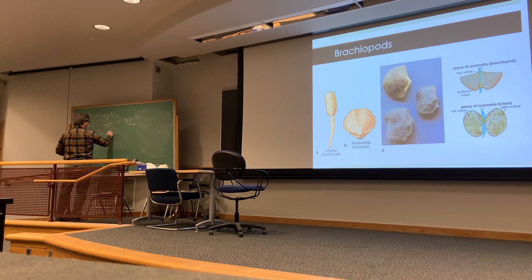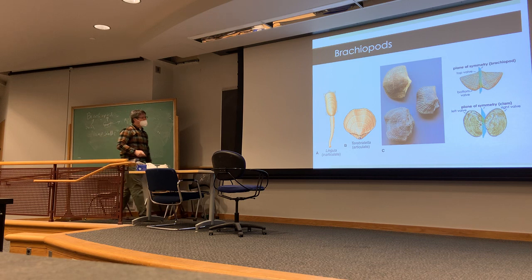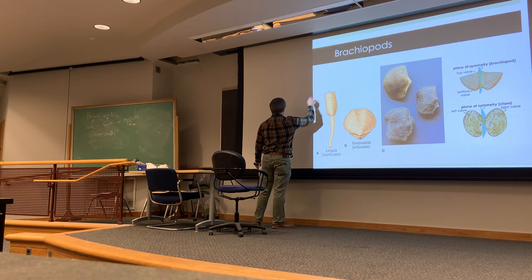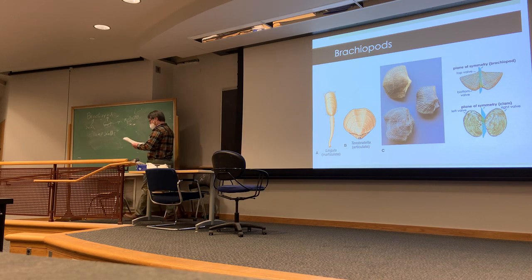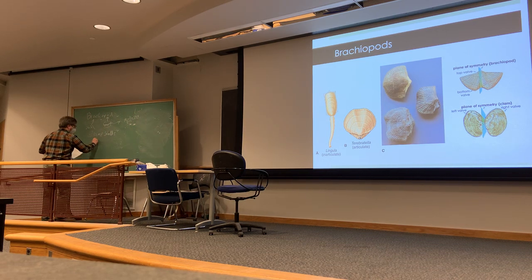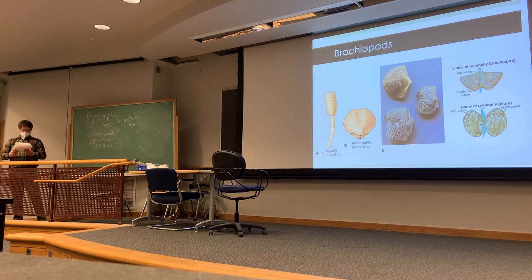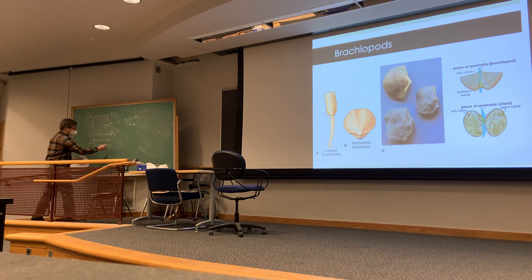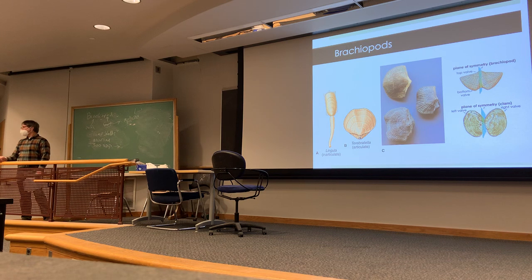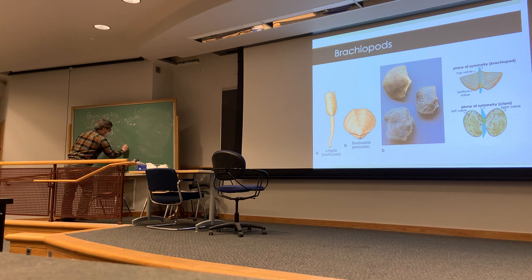They're also commonly referred to as lamp shells because some give the appearance of being a lamp. They are marine, relatively shallow water. There are around 300 species known today. So, not a very diverse group today, but if we go back to the fossil record, there are around 30,000 species.